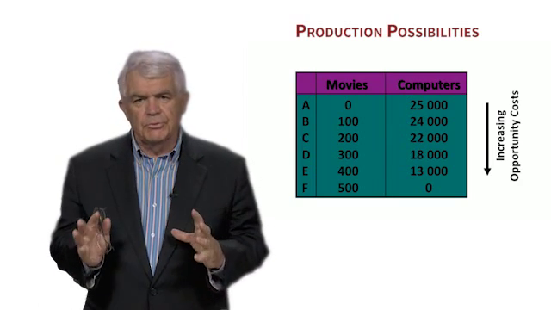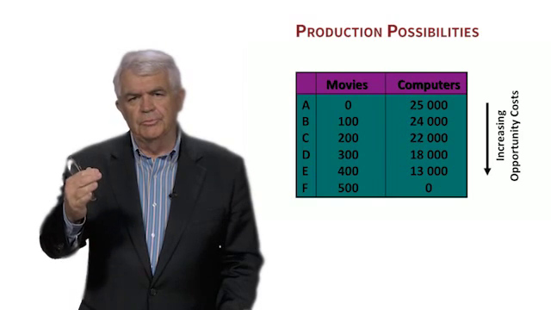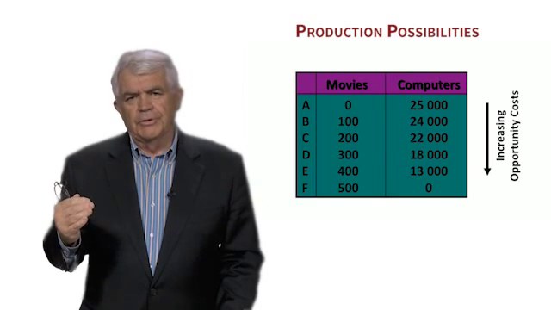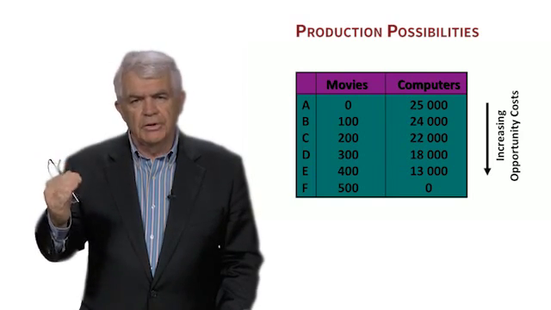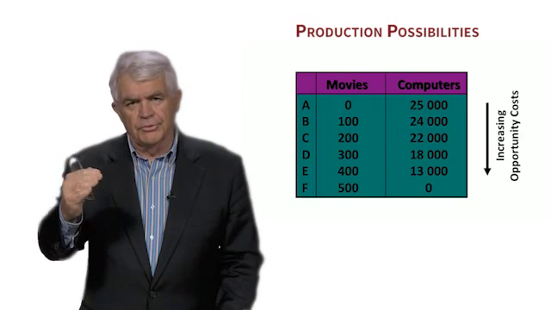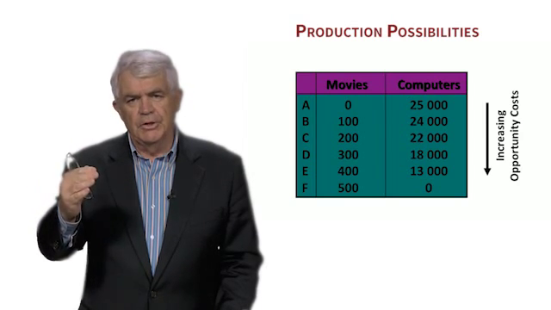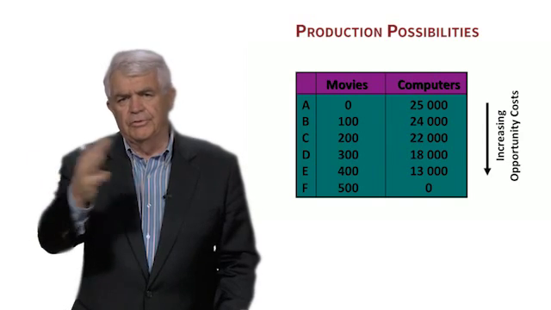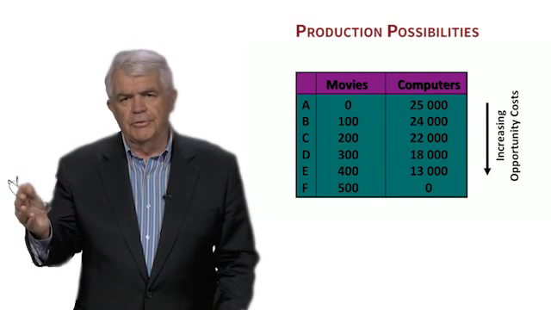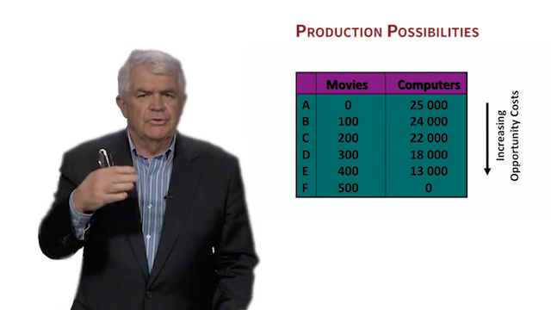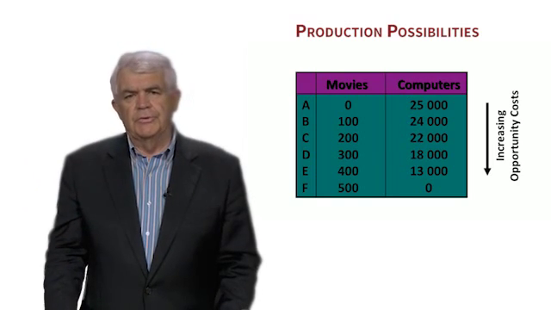Well, the reason is that resources tend to be specialized. If you move people out of working on computers into movies, and it's at the beginning, just a few workers going out of computers into movies, they may not be that good at computers. They could do movies just as well. Rather than program computers, they could be actors. They're just as good at it. It doesn't really hurt the production of computers that much.